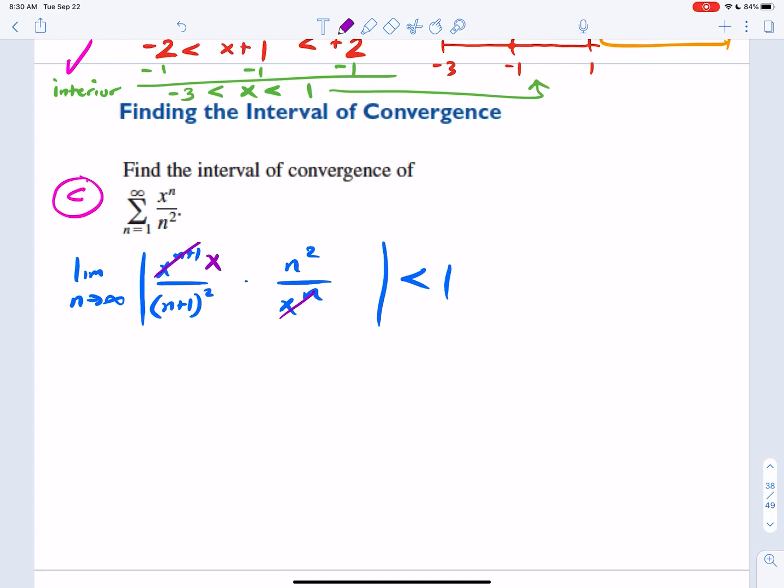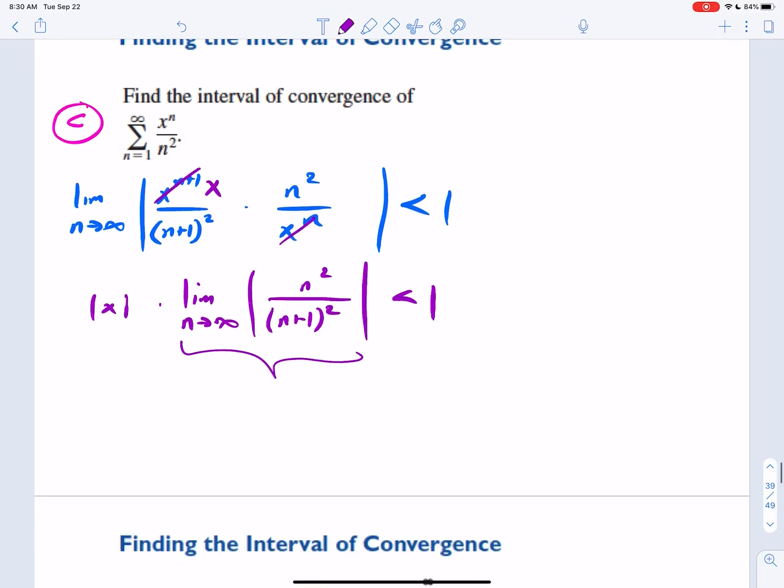So what has nothing to do with this limit? As n goes to infinity, the absolute value of x has nothing to do with it. So we're going to leave it out there. And then we're going to keep everything inside of this limit. We have n squared over n plus 1 squared. Even if you expanded the denominator, it would come out to n squared plus 2n plus 1. Remember, you're just paying attention to the largest degree. So there you should have gotten a limit of 1. And if you're not sure why, please make sure you text me.